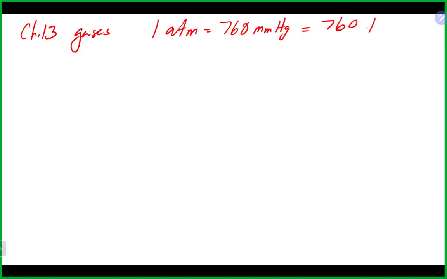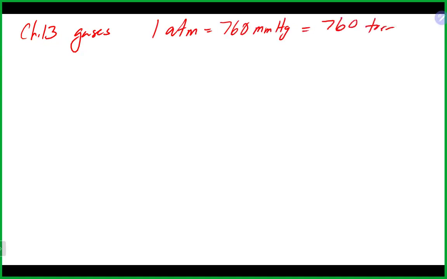Okay, we've been talking chapter 13. We got into gases and we saw some relationships that are important for gases. First off, unit-wise, we have an atmosphere, which is a very common unit. That is equal to 760 millimeters of mercury, and that also equals 760 torr.